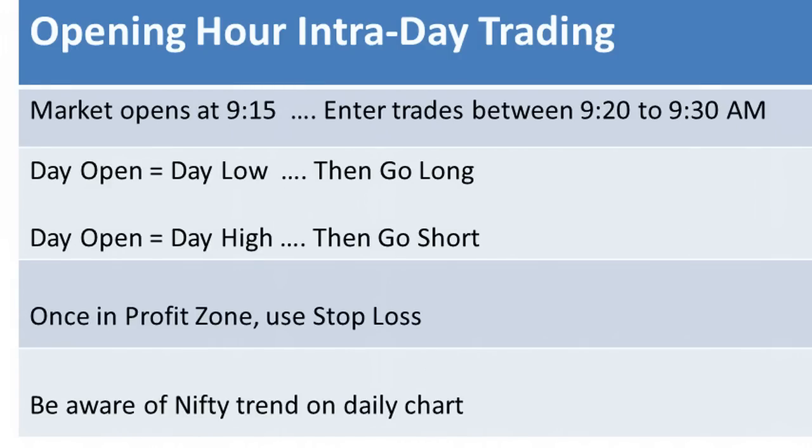In this video I'm going to talk about the opening hour intraday trading strategy. As you know, the market opens at 9:15 and you'll have a lot of volatility in the first 1 hour. The idea is to make use of the volatility and to enter trades between 9:20 to 9:30 a.m.